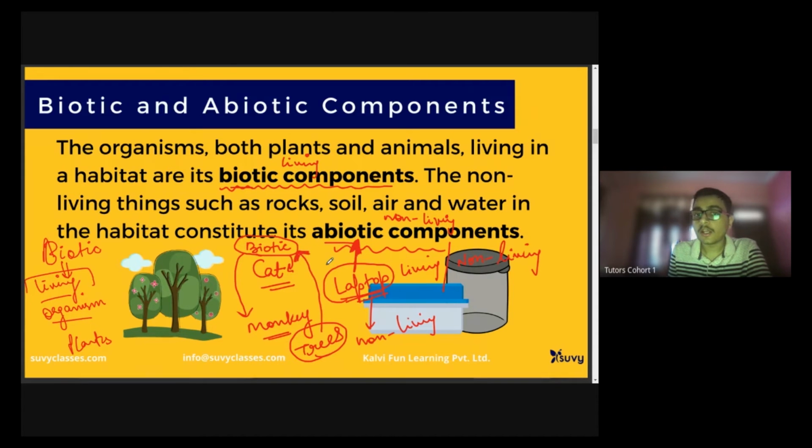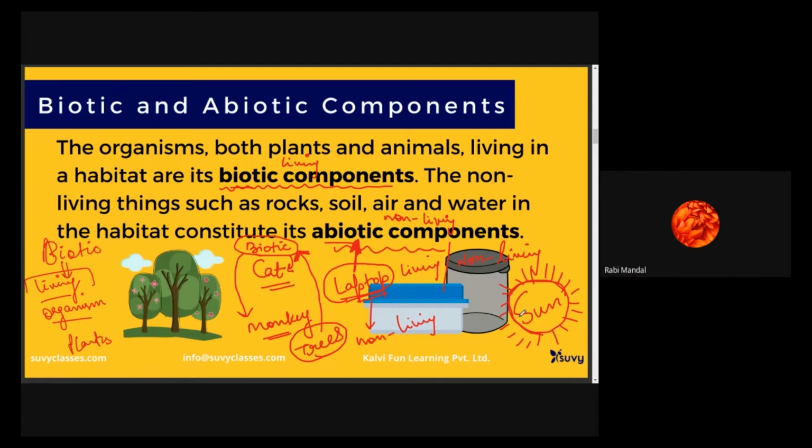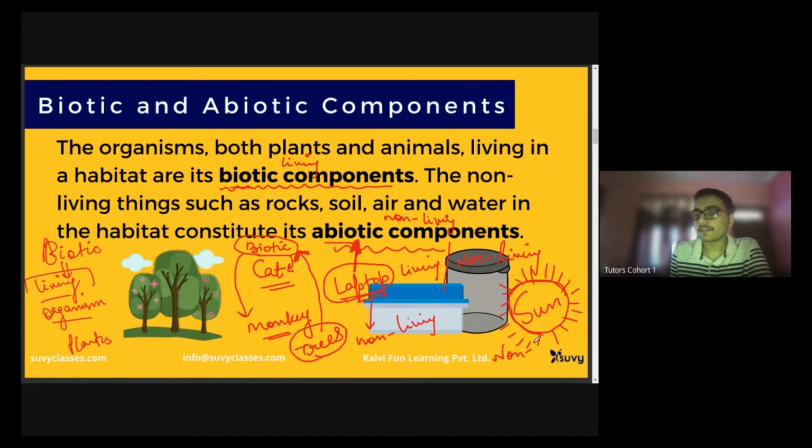Is the sun living or non-living? Have you seen the sun? It is non-living. So the sun will be counted under the abiotic components. Similarly, wind is a non-living thing, so it will be counted as an abiotic component.